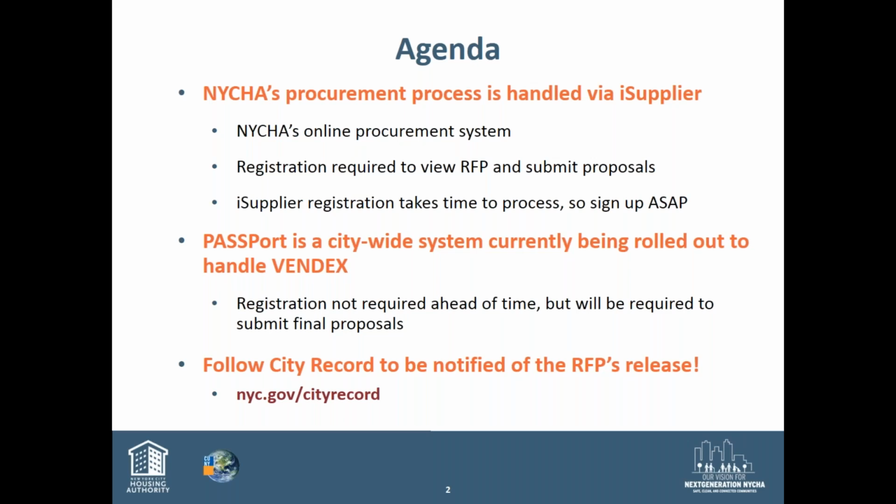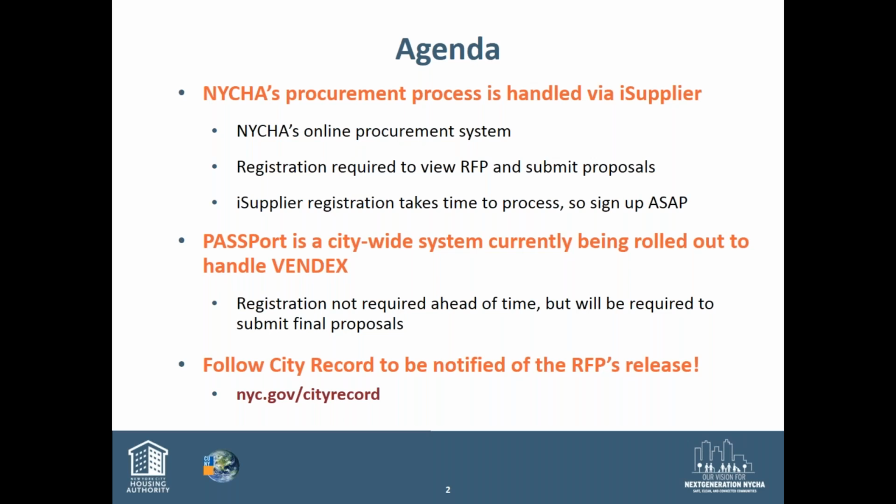NYCHA handles all procurement, including requests for proposals, as well as more routine contractor work, through an Oracle portal called iSupplier. The RFP documents will be in the iSupplier system, and developers will need to register to view the proposal and submit their bids. Registering is fairly simple, but it does take some time on NYCHA's end to check everyone's data, so it's best to register as soon as possible.